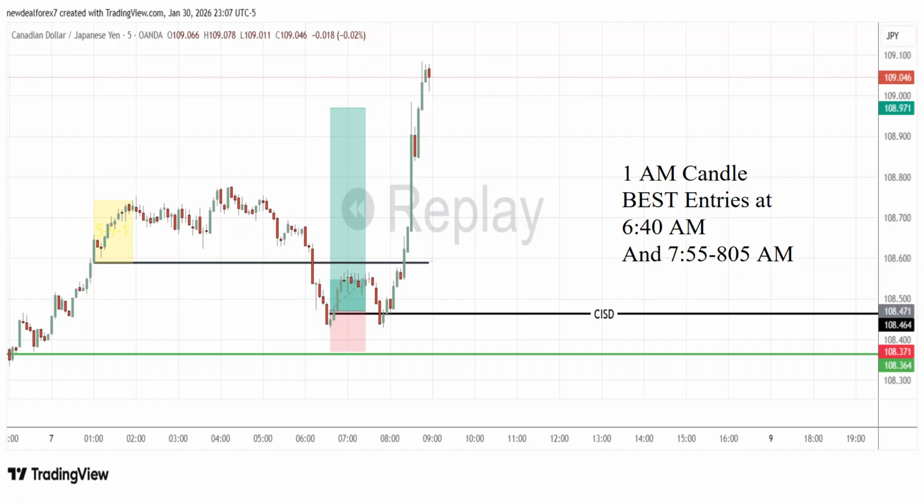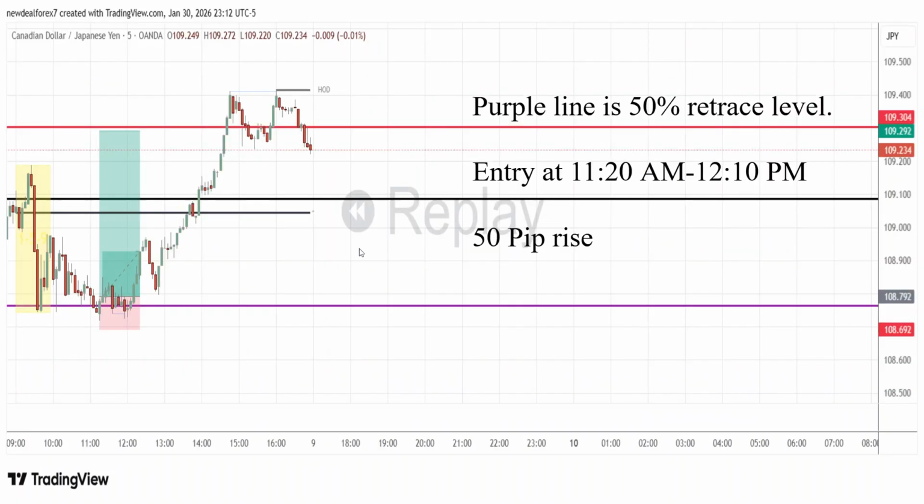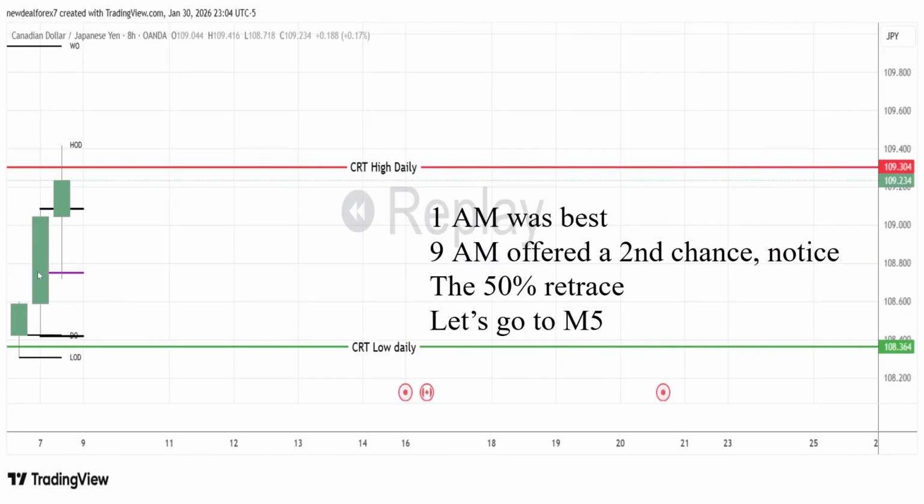So yeah, that was that. So between 6:40 and 7:55 to 8:05 a.m. was the chance to get profit on that one. Now for the 9 a.m. candle, this purple line right here is the 50% retrace level.